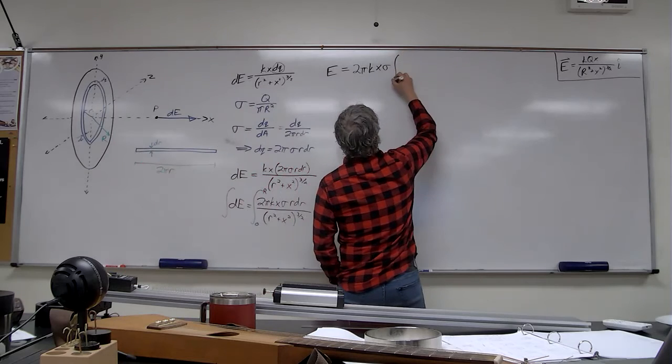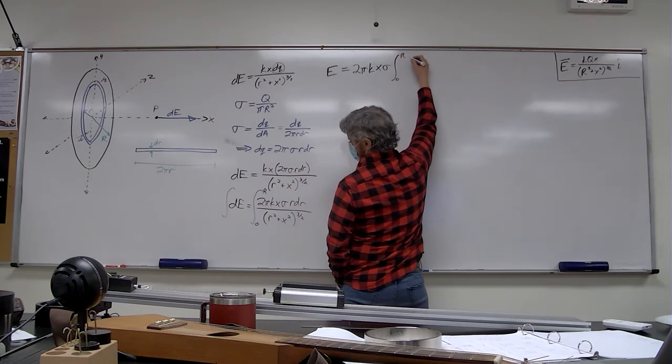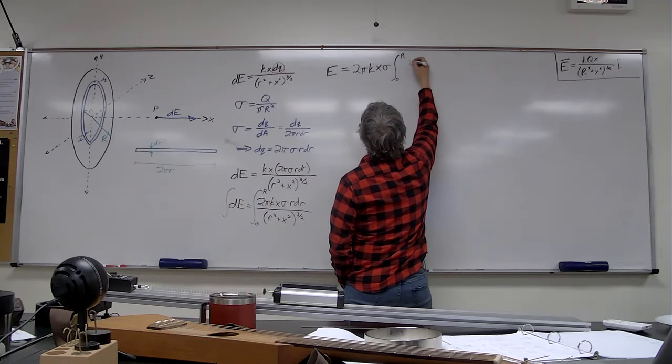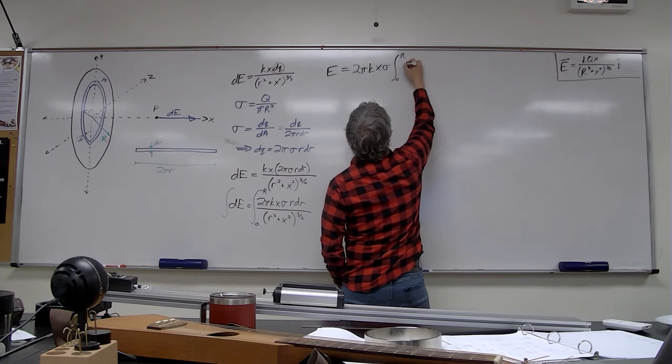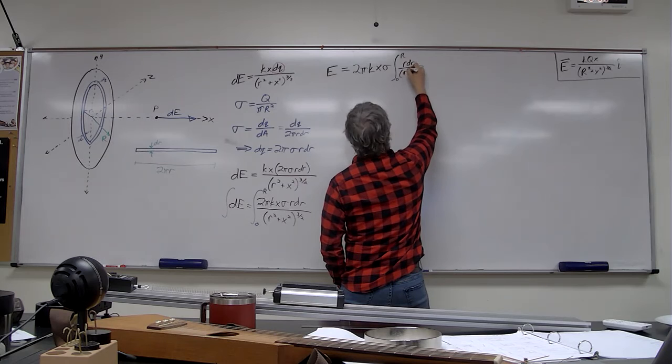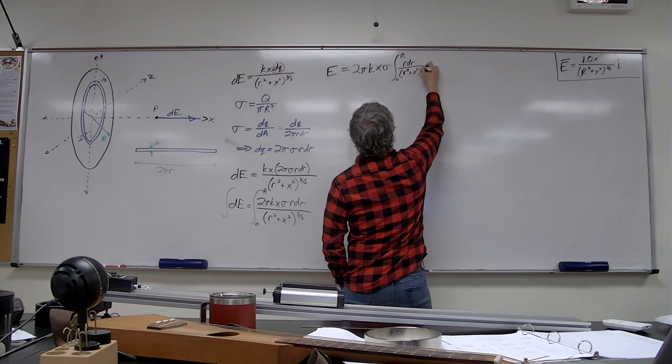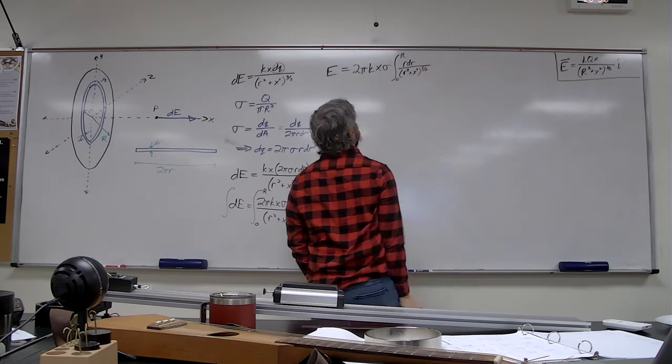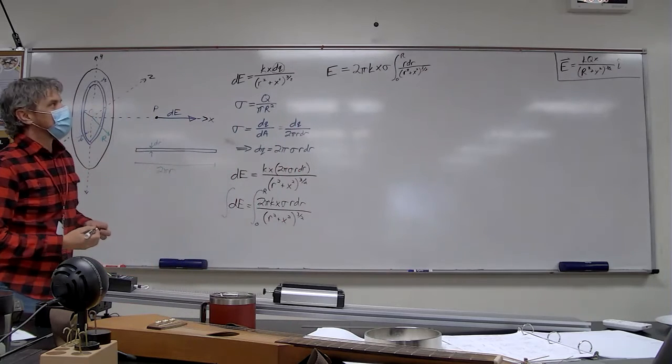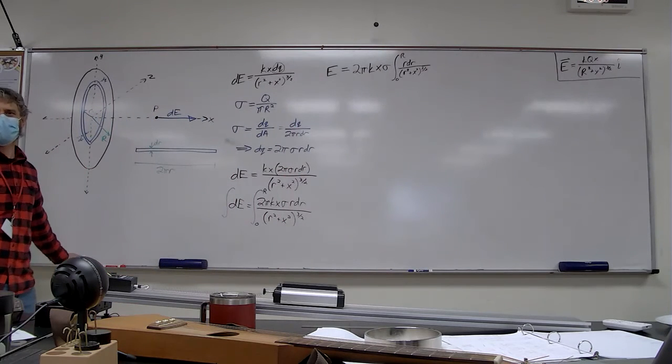So that'll be the integral from 0 to r of r dr over r squared plus x squared to the 3 halves. Now you might look at that and say, hey, that looks similar to that other one.